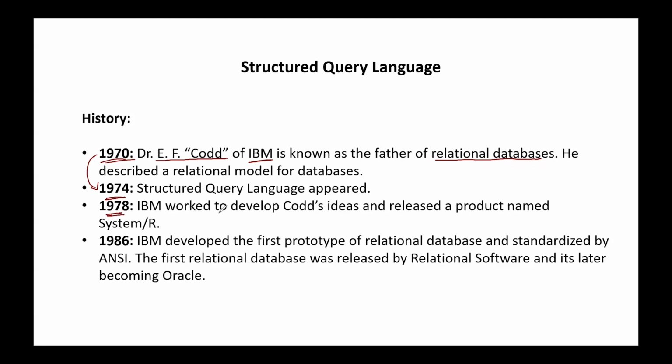In 1978, IBM worked to develop Codd's idea and released a product. In 1986, IBM developed the first prototype of a relational database, which was then standardized by ANSI. Remember, though the idea was proposed in 1970, the practical application was done in 1986. It took almost 16 years. Theoretically, though it was proposed very early, to implement it, we also know that there are 13 rules of Codd which need to be satisfied, all of which we have discussed. So it was developed by IBM in 1986.